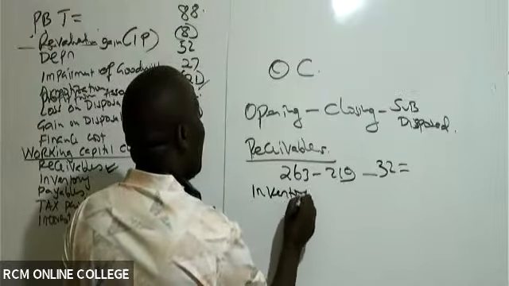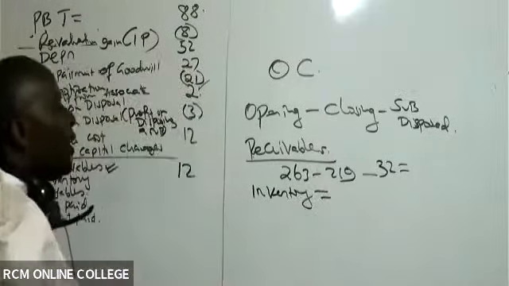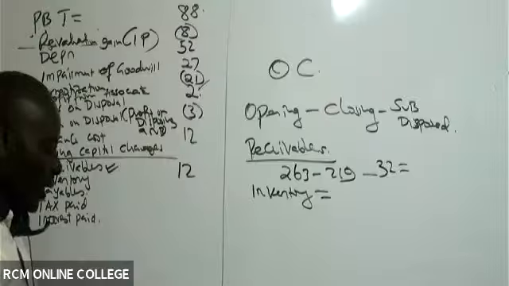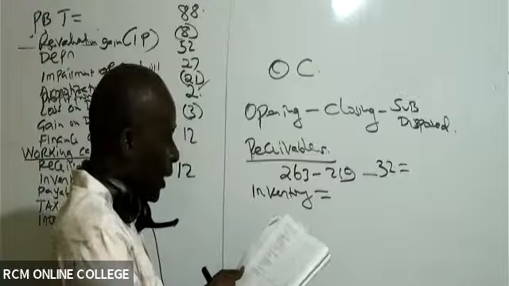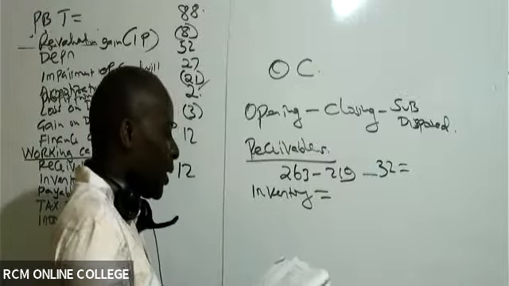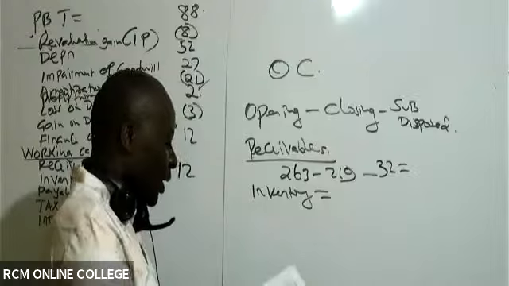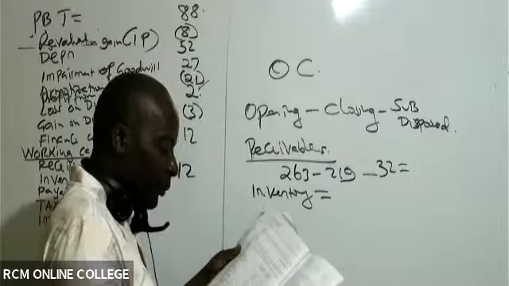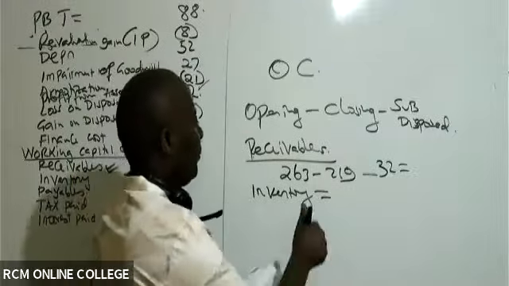I would want to see whether there is anybody who will be able to do the same for inventory for us. Inventory, it's about opening minus closing minus the subsidiary disposed. So in inventory opening, is there somebody who is able to see inventory under current assets? How much do we have there? Yeah, 201, 256.